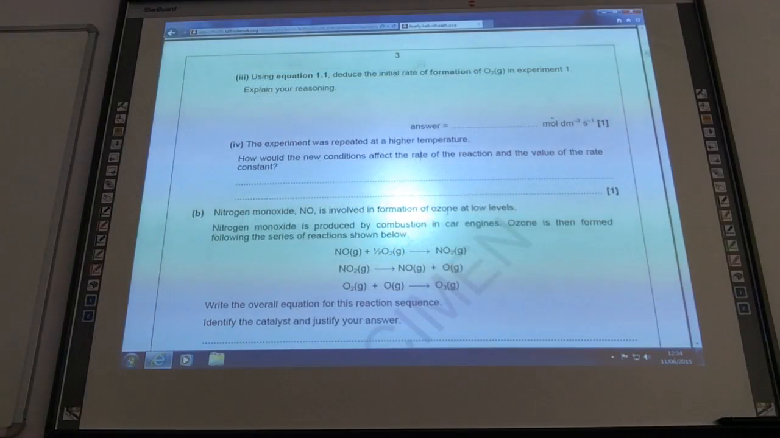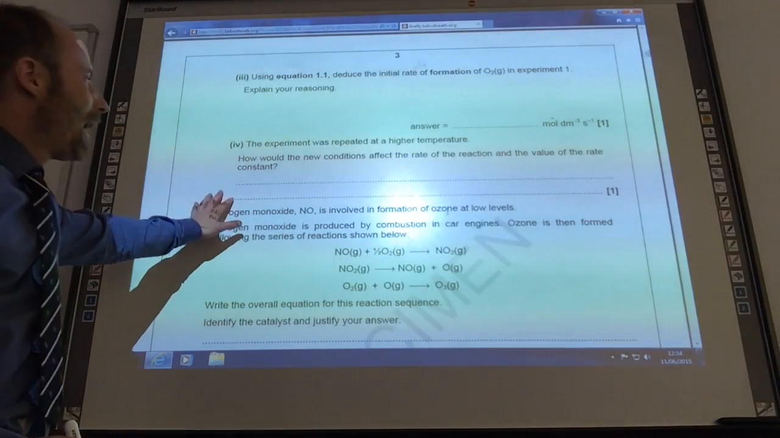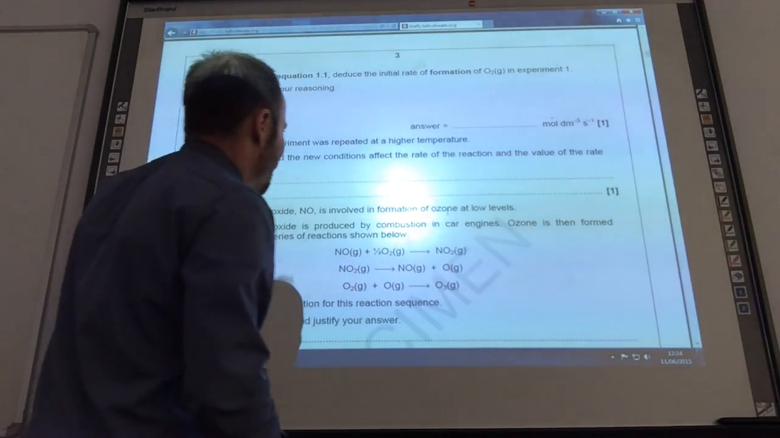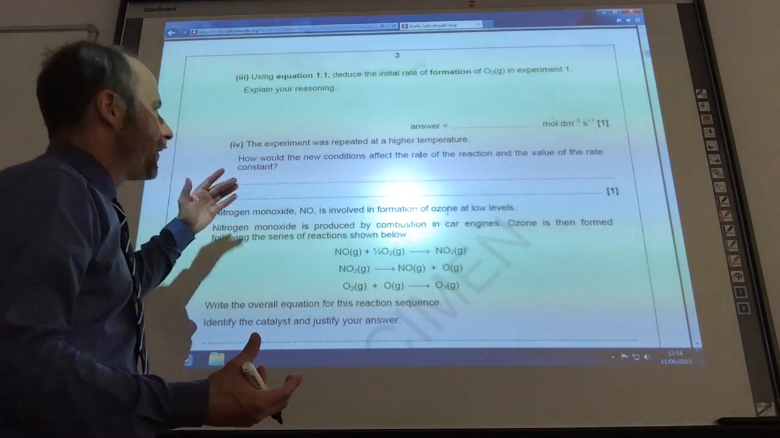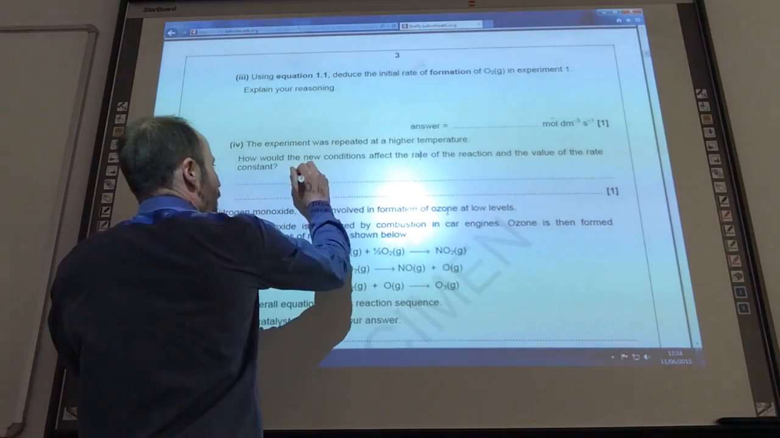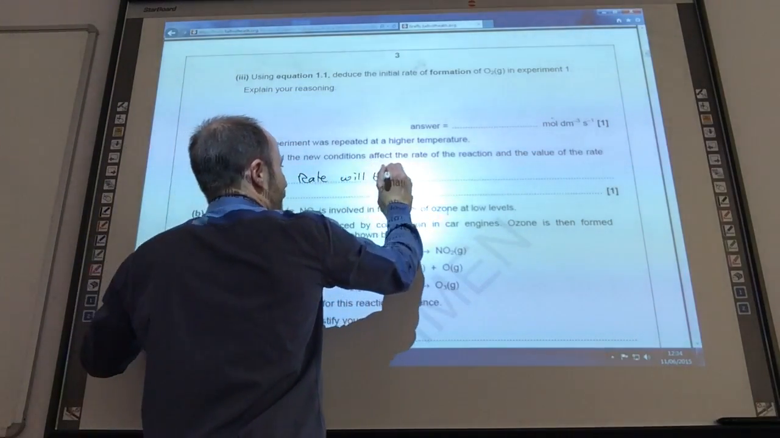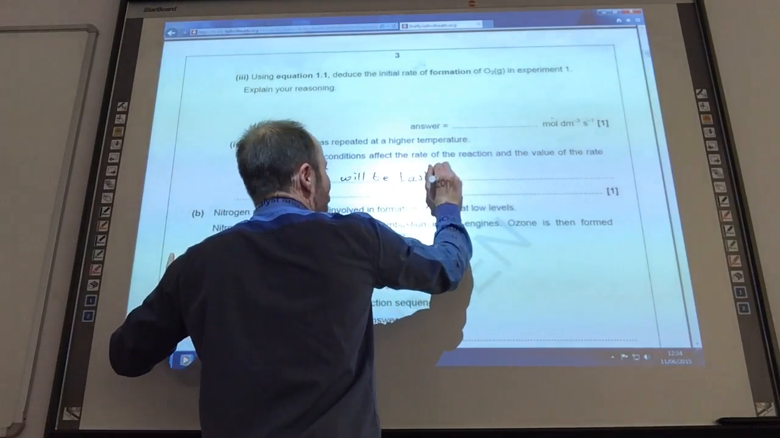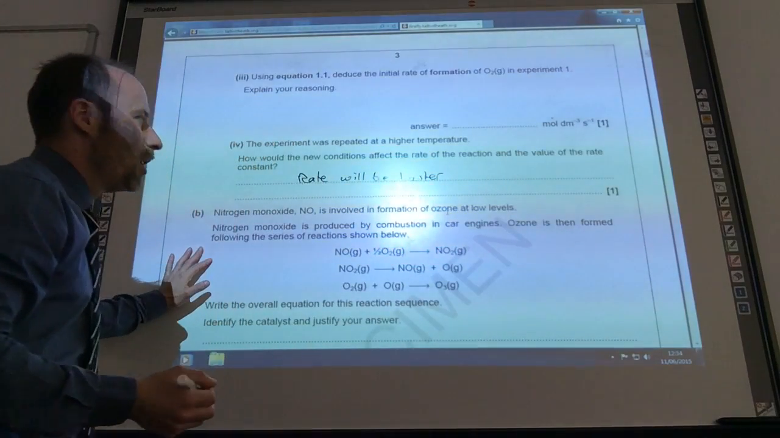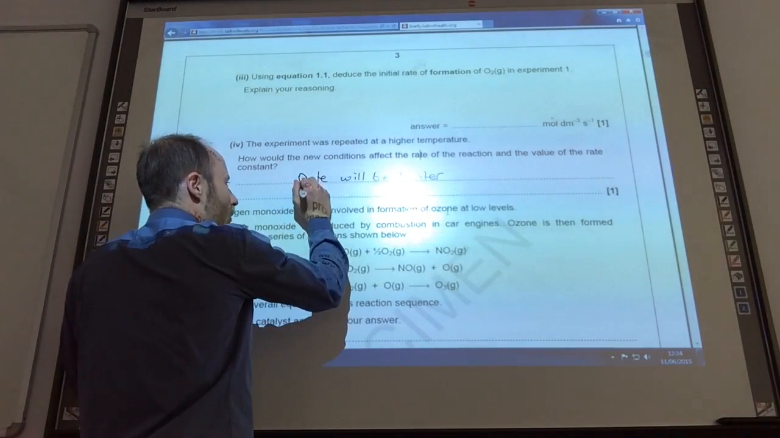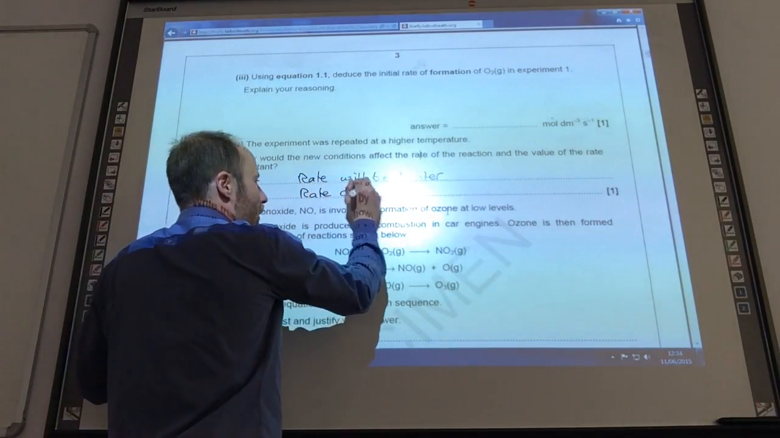So the experiment was repeated at higher temperature. How would the new conditions affect the rate of reaction and the value of the rate constant? So as we know, if I increase the temperature, the rate of reaction will increase. So rate will be faster. How will the rate constant be affected? Well, if the rate's faster, obviously the rate constant must be larger.